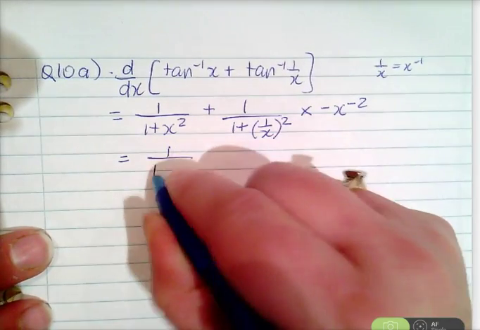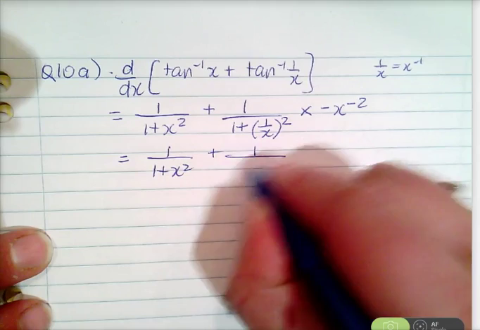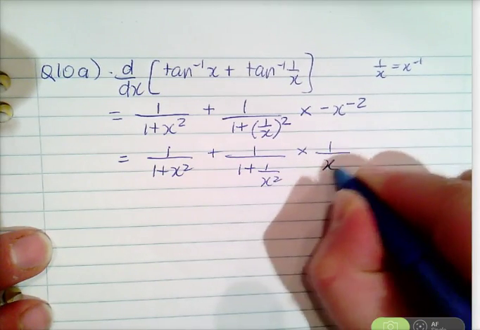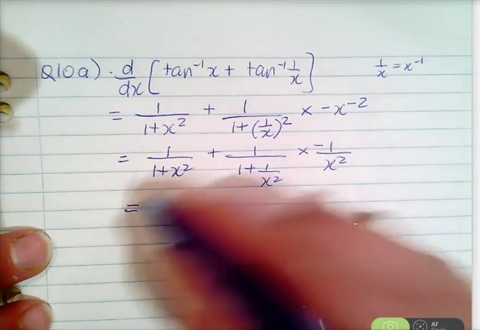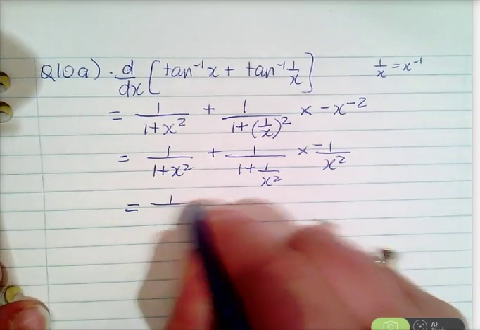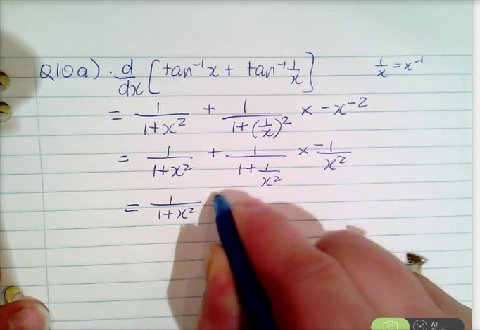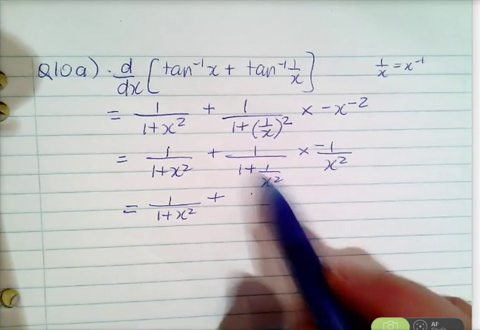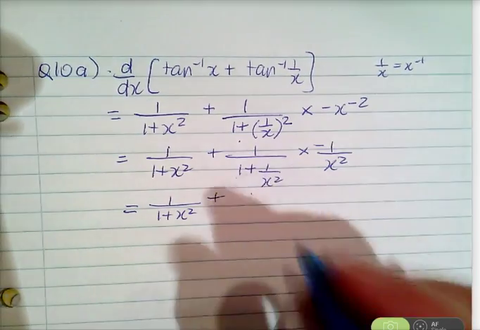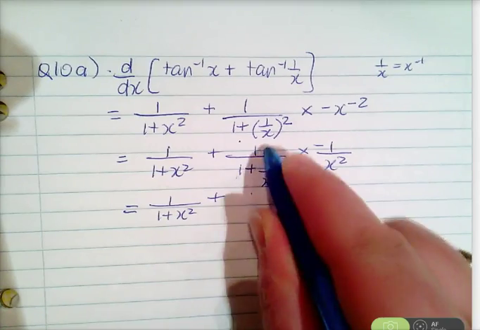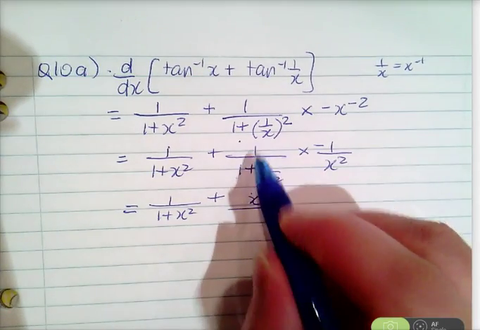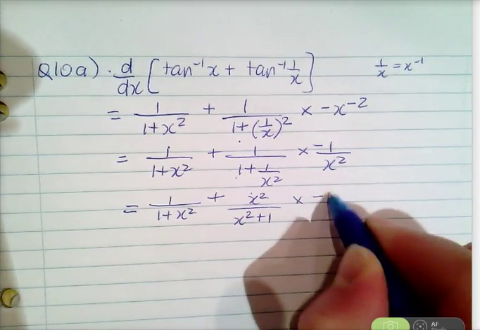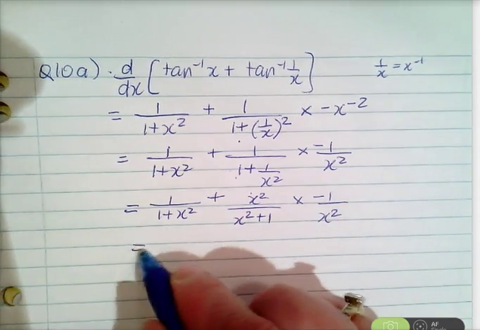So that is 1 over 1 plus x squared plus 1 over 1 plus 1 on x squared times negative 1 on x squared, which is 1 over 1 plus x squared plus, I'm going to multiply numerator and denominator both by x squared, and I would get x squared over x squared plus 1 times negative 1 over x squared.